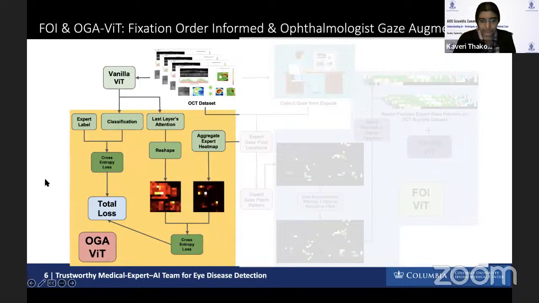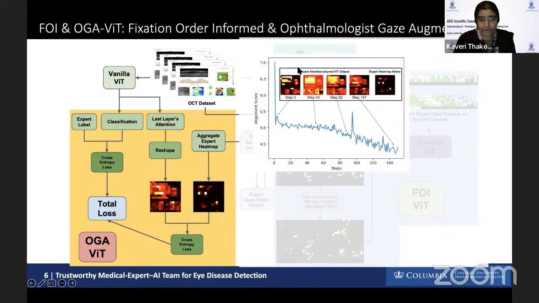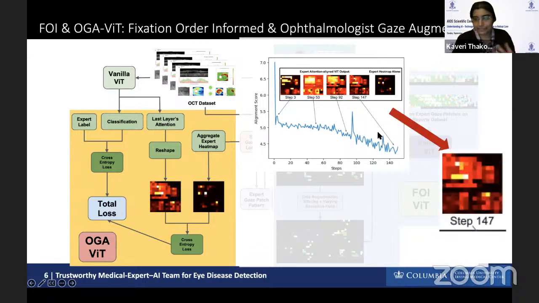And for the OGA-ViT, here we're actually modifying the self-attention of the model so that we align with the aggregated eye movement attention of the expert. So what we end up observing here is the model over time actually starts to create a heat map which starts to look more and more like the aggregated expert heat map, but not purely like the expert heat map alone. Instead, it's an interesting fusion between the model and the expert. So in a way, this is our attempt to try to create something that's hopefully the best of both worlds.